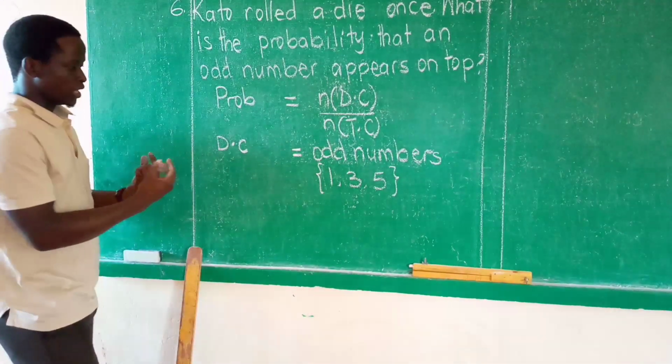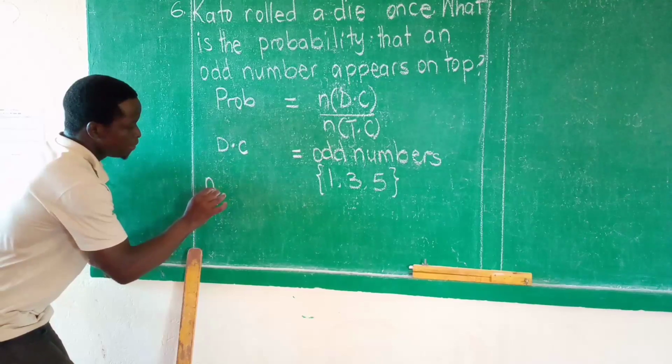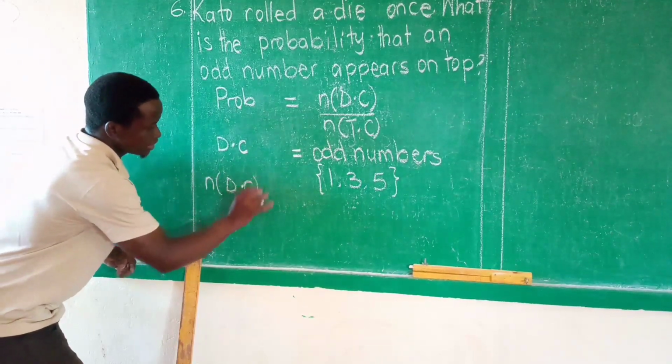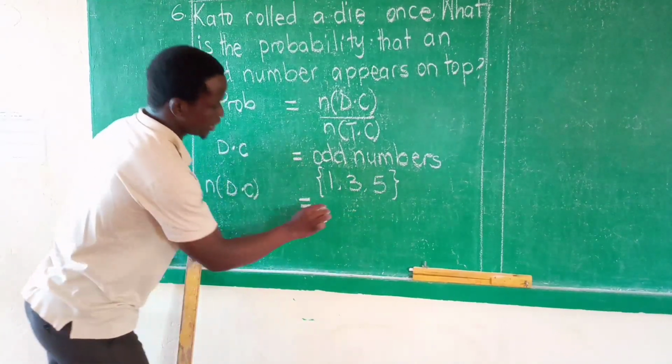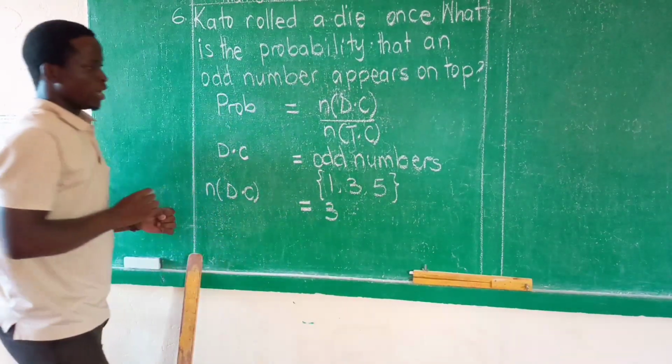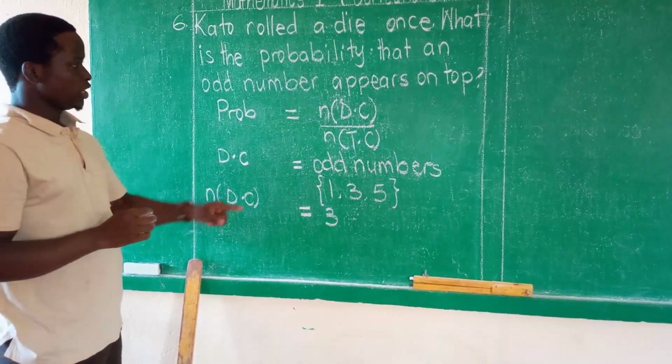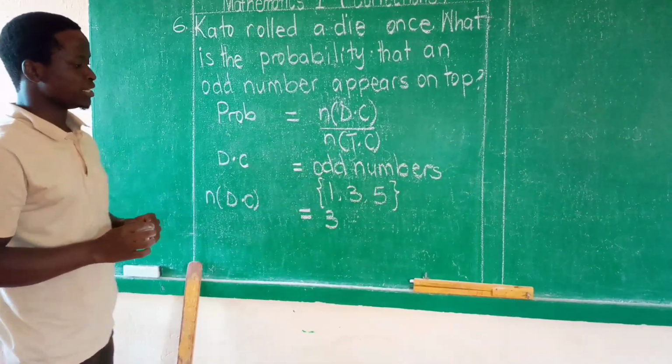So how many are they? Here we say number of desired chances. How many odd numbers do we have on a die? They are 1, 2, 3. 3. After getting the number of desired chances, we also look for the number of total chances.